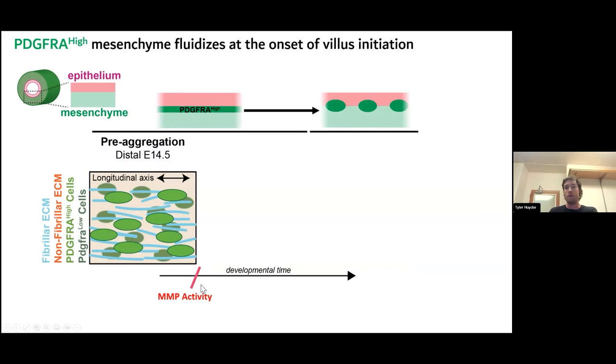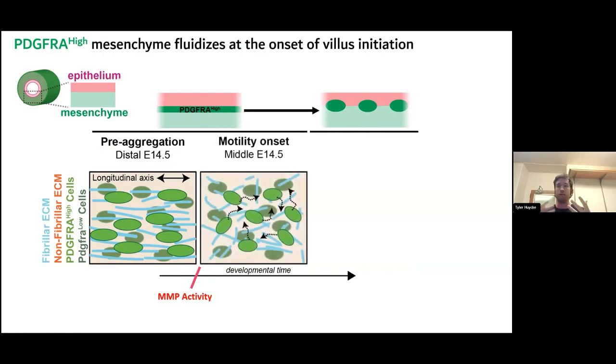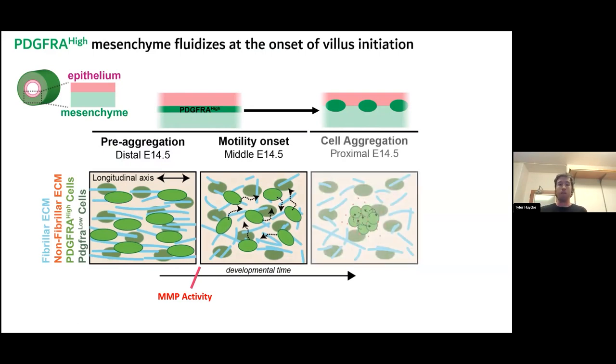And then at the cell scale, what's going on is early on, there's a highly aligned cell and ECM composite. And then there's a wave of MMP activity in the tissue that we think is acting to essentially fluidize it and allow the PDGFRA high mesenchyme to begin moving around. They then come into contact with each other and, through differential cohesive properties, they begin to aggregate. We think this is further facilitated by an expression switch from fibrillar to non-fibrillar ECM.